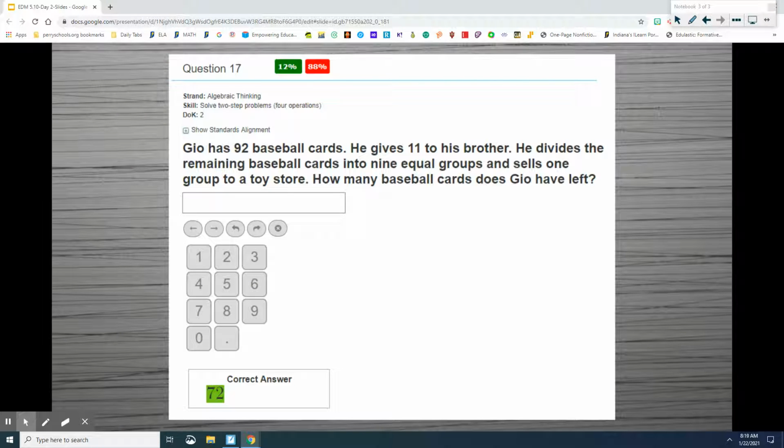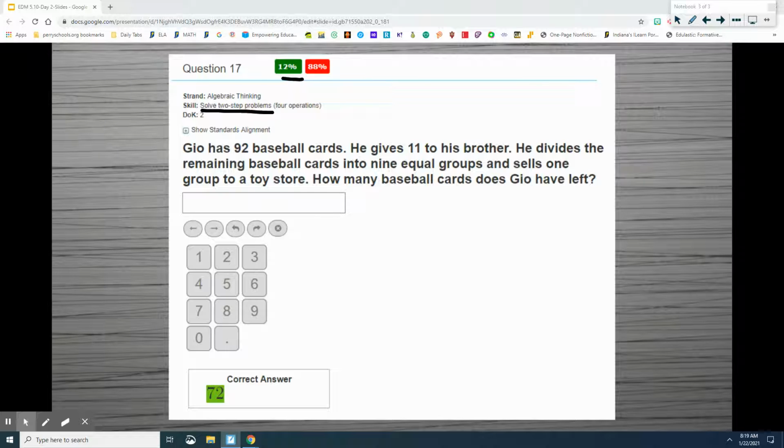I want to look at another evaluate question that is a 2-step problem. And we got 12% got this correct last time, so we have room to kind of improve. Geo has 92 baseball cards. He gives 11 to his brother, then divides the remaining cards into 9 equal groups and sells 1 group to a toy store. How many baseball cards does he have left?